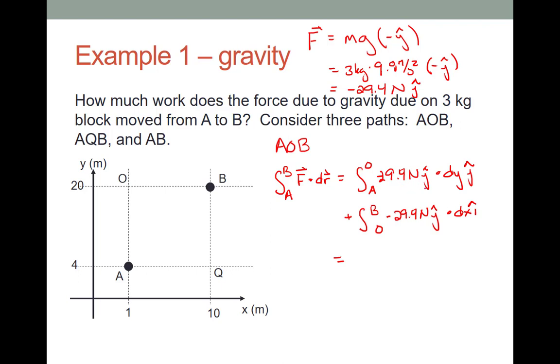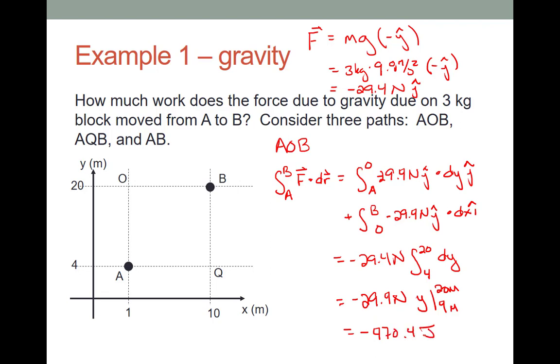Looking at the integral from A to O, that would become negative 29.4 newtons times the integral from y equals 4 to y equals 20 dy. The integral of just dy is y, so this becomes negative 29.4 newtons times y evaluated from 4 to 20, and I need some units here, so we're going to add the units on my limits. Plugging in the units and multiplying everything out, I get negative 474.4 joules.